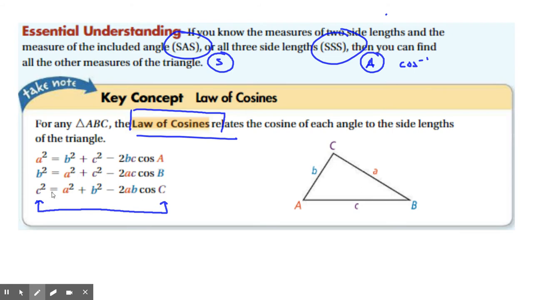But notice it looks kind of like Pythagorean theorem, right? c squared equals a squared plus b squared. But then there's this extra part, like this minus 2ab cosine of c, okay? So what I'm going to do is I'm going to prove this specific formula on the next slide, but I could do it the same way for all three, all right?